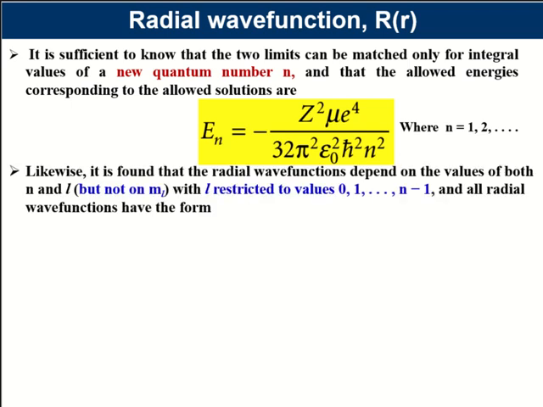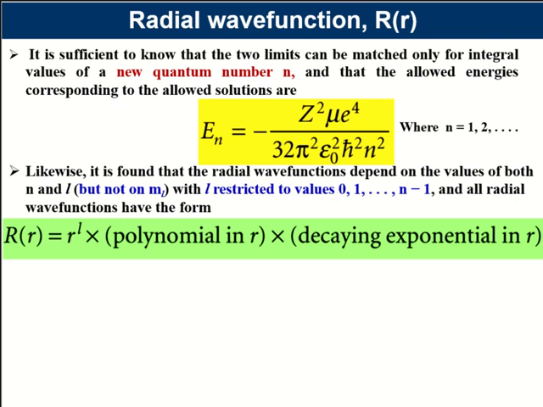So when you're talking about quantum numbers, the radial wave function depends on the values of both n and L, but not on m_l, with L restricted to values that we already know. And so the radial wave function will have a form with an r to the power L term, then a polynomial in r, and then an exponential decay. So the three terms have three different roles.